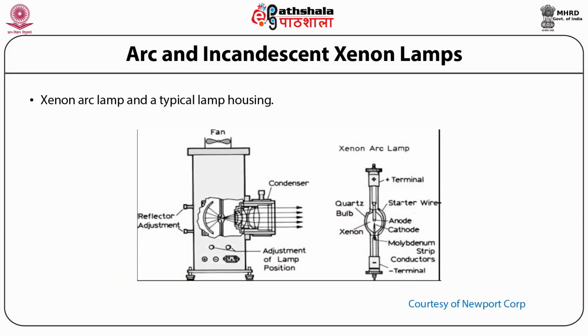This is a picture of a xenon arc lamp and a typical lamp housing. The xenon arc lamp is kept in a housing, as the xenon lamp is under high pressure, roughly 10 atmospheres, and there are chances that it can explode. A xenon lamp that is on should never be observed directly.